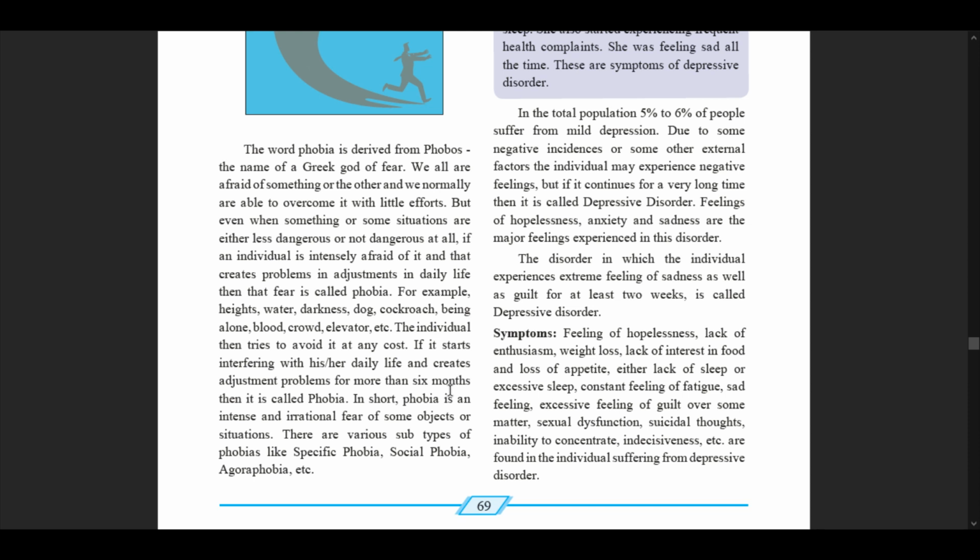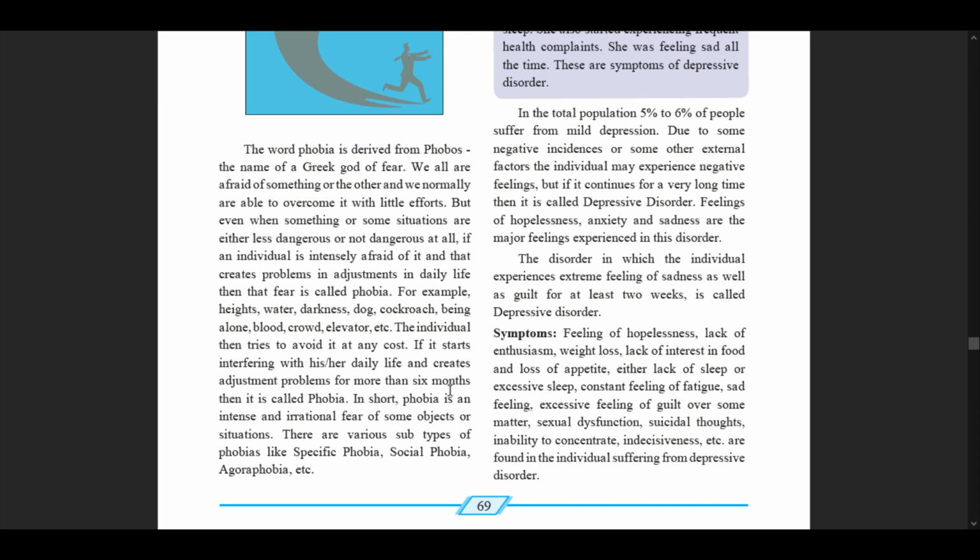So, that's a phobia for heights. These are either less dangerous or not dangerous at all. The phobia of water is very dangerous. If an individual does not keep himself or herself hydrated, it might lead to many health problems, which would aggravate in the future.